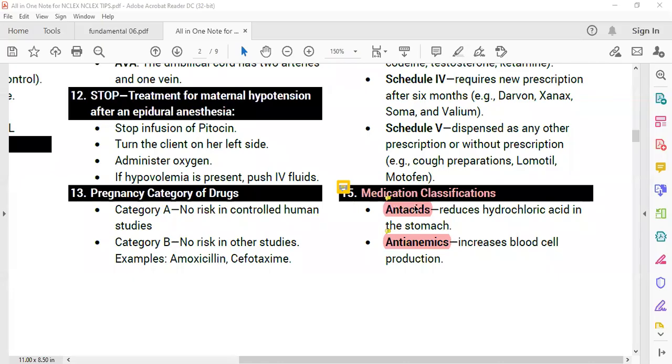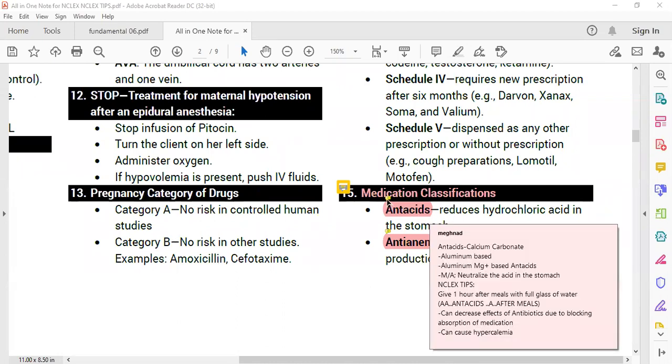So medication classification is a part of pharmacology. First one, antacid. Antacids reduce the hydrochloric acid in the stomach, and also stop the stomach ache because they neutralize the acid in the stomach. The most common antacid we use is called calcium carbonate.